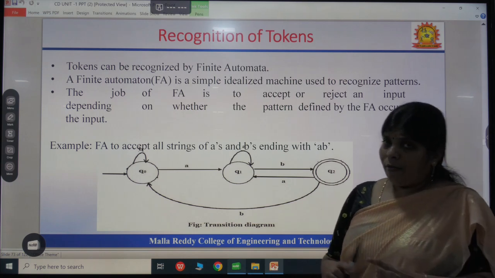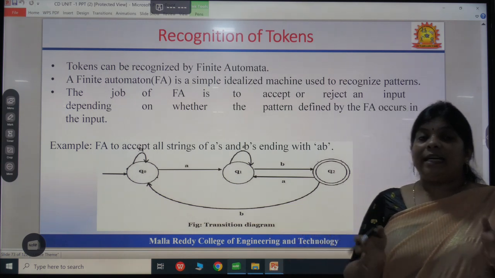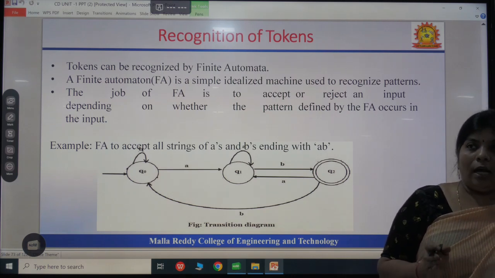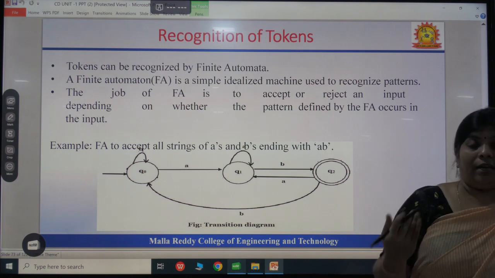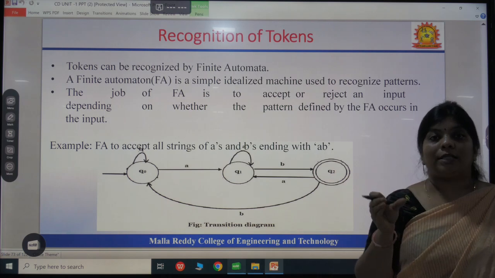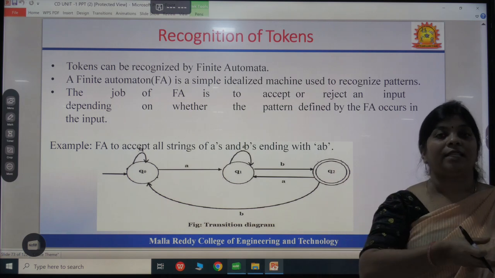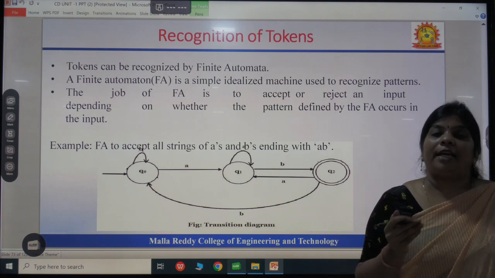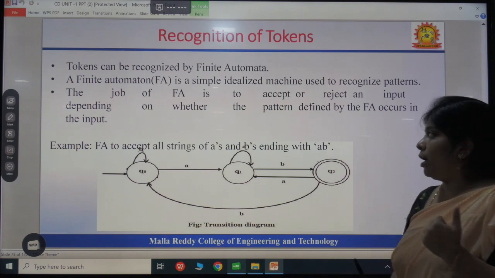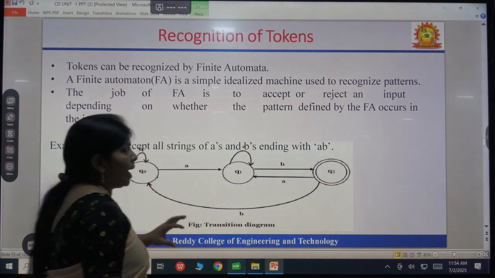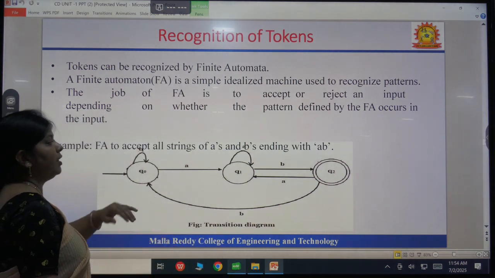So here, for each and every token we have some specific pattern as a regular expression. The source program input string has to be matched with this regular expression pattern, so that we can generate the token. Otherwise we cannot form the token. So first of all we need to have an idea how we are going to match a given string with the pattern.